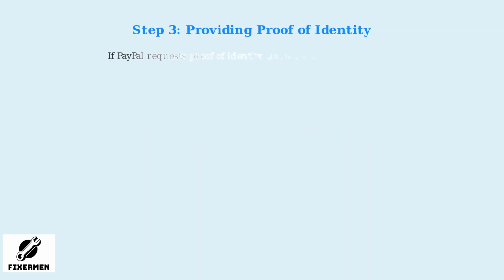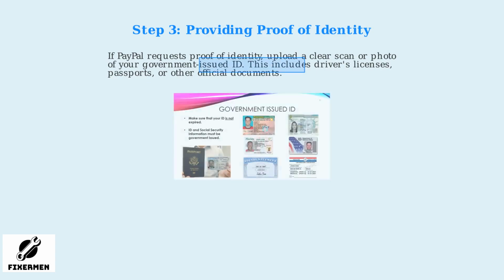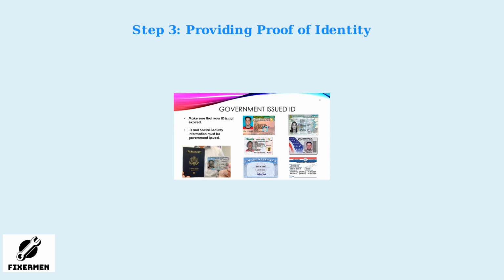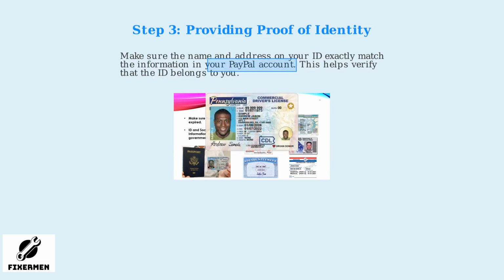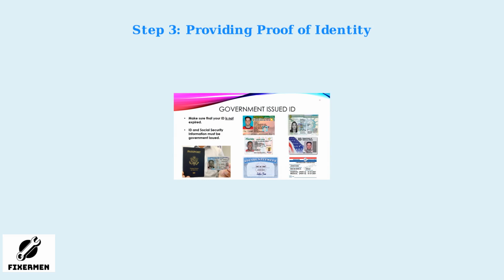When PayPal requires proof of identity, you need to upload a clear scan or photo of your government-issued ID. This can include your driver's license, passport, or other official documents issued by your government. It's crucial that the name and address shown on your ID exactly match the personal information you have on file with PayPal. This verification step ensures the document belongs to the account holder.